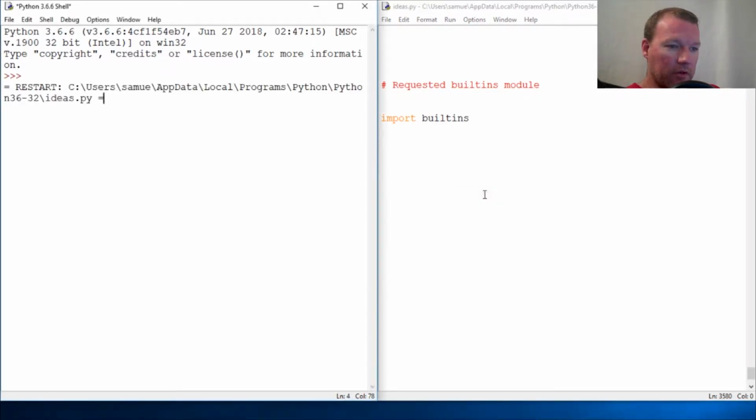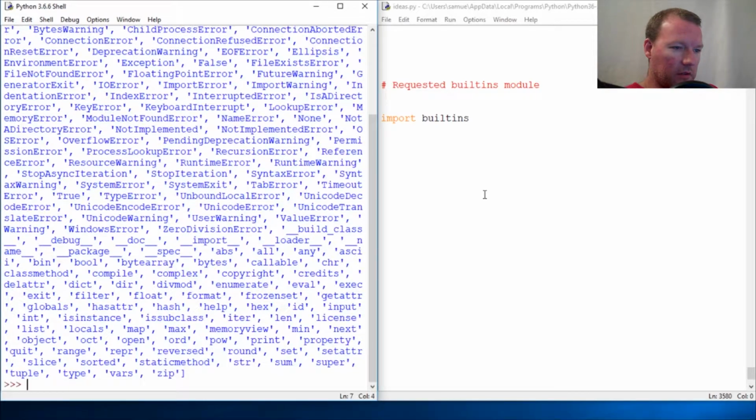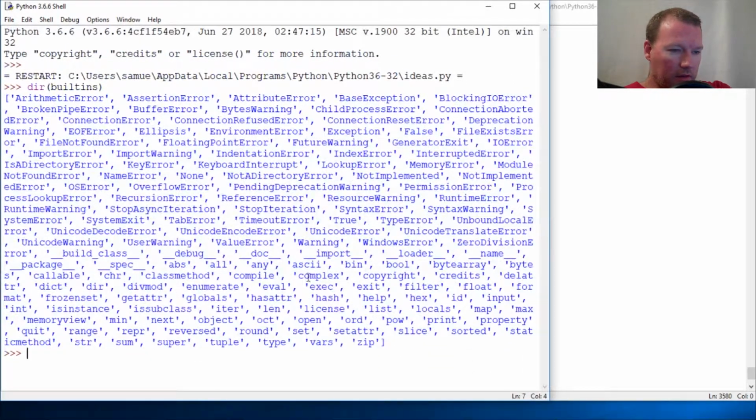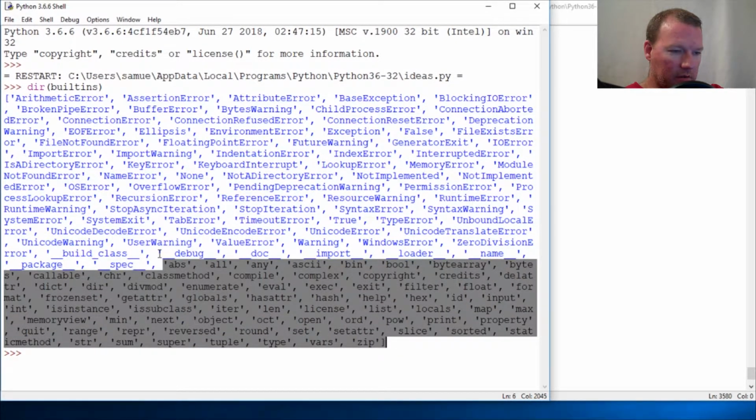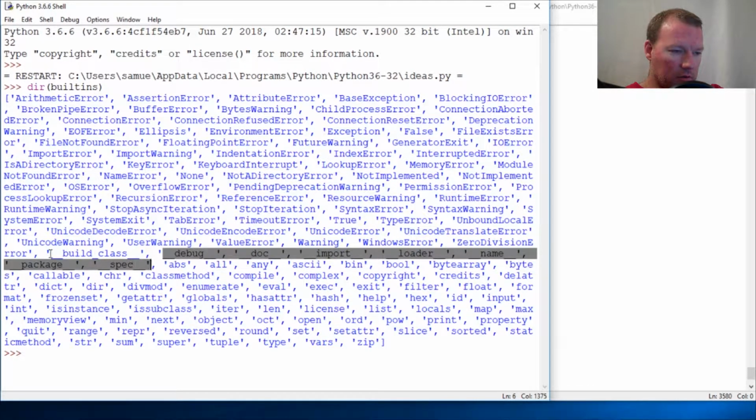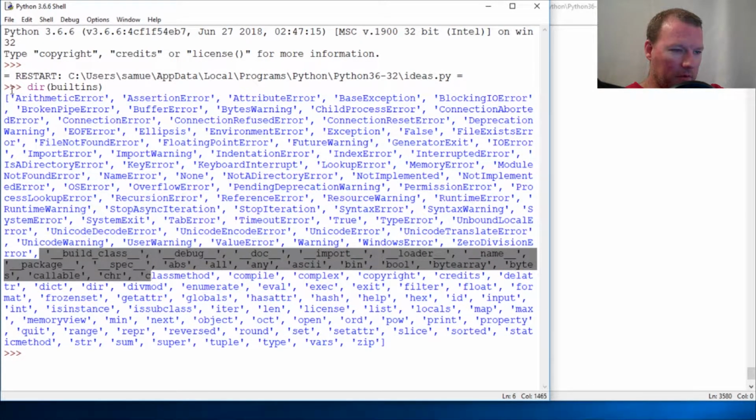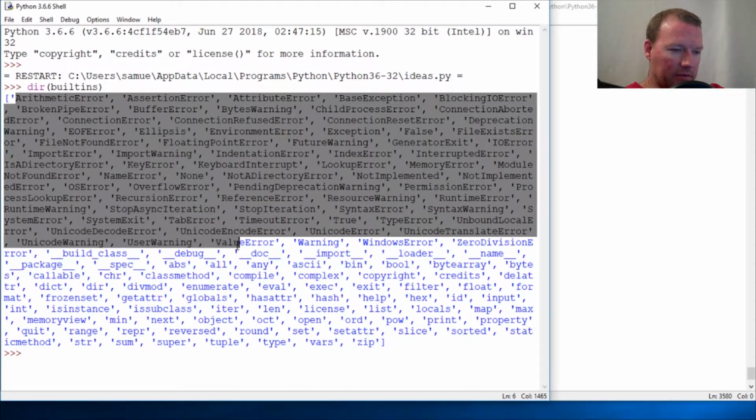So alright, the question was about the built-ins module and a greater understanding of the different names, the capitalization. Well, here, let's just look at it. Built-ins. So alright, the question was we have some lowercase, we have some underscore, and then we have some uppercase.